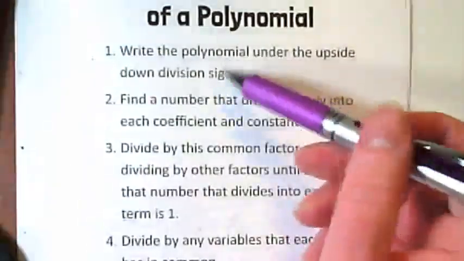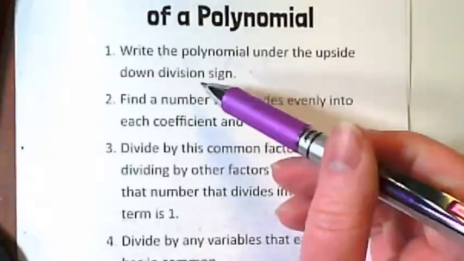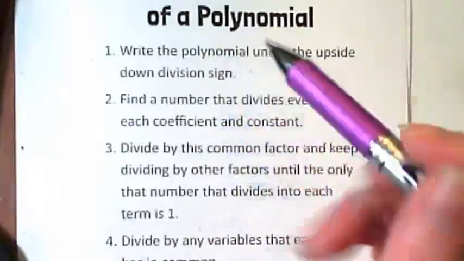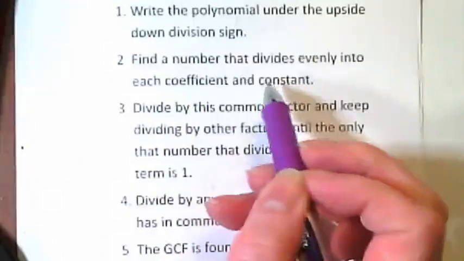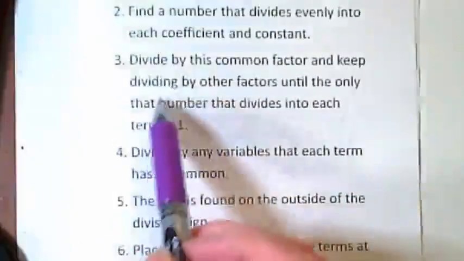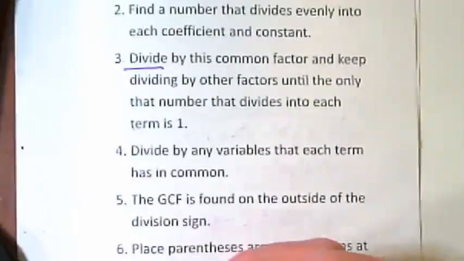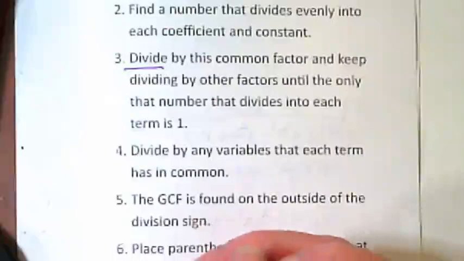These steps are things that we've now done on two examples. We're writing the polynomial, well, really we're writing the upside down division sign. We're finding a number or variable that divides evenly into each coefficient and constant. We're dividing by this common factor. And we keep dividing by other factors until the only number that divides into each term is one.